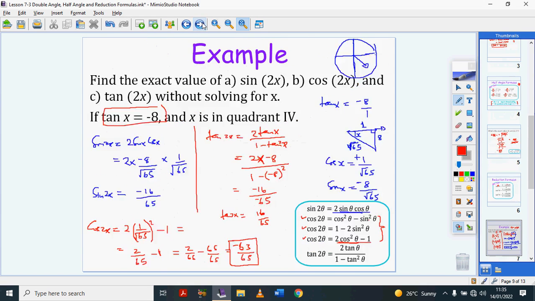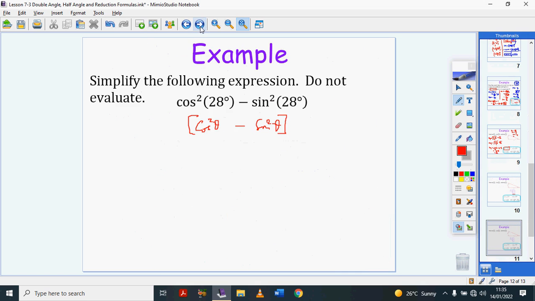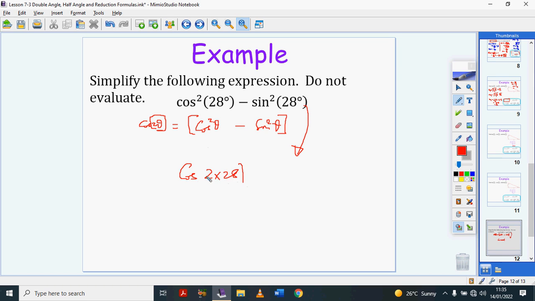So with that in mind, that makes my work very easy, because I know that cosine 2 theta is equal to this. Then I know that this expansion here, if this whole thing is cosine 2 theta, I just need to multiply the angle by 2, and it's simplified. So this whole thing will become cosine 2 times 28, and 2 times 28 is 56. So I have simplified this expression.